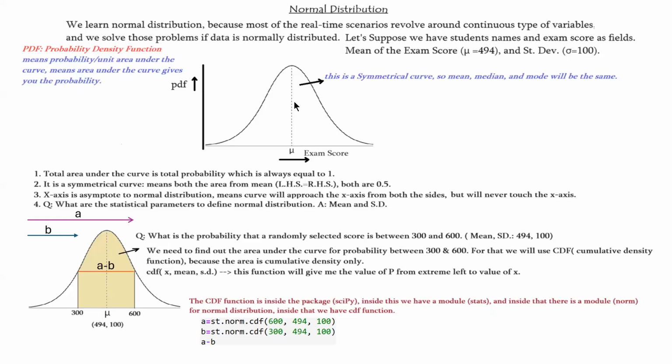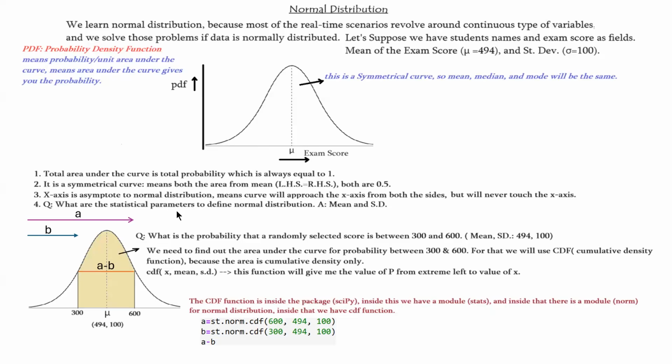It is a symmetrical curve. Symmetrical means that from the mean, the left hand side of the curve is equal to the right hand side. As we all know, the total probability is 1. The area under this curve is 1, total probability. So from the mean, the left hand side is equal to the right hand side, and both are 0.5. It's simple. The X-axis is an asymptote to the normal distribution. Asymptote means this curve will follow the x-axis, but it will never touch the x-axis.